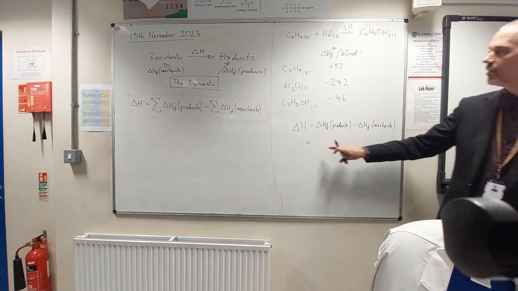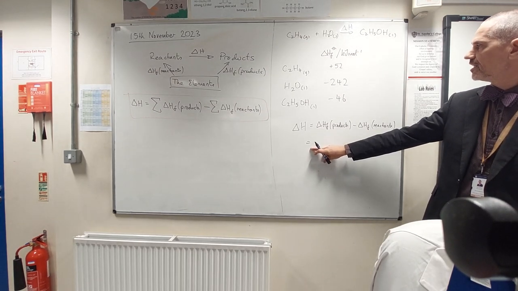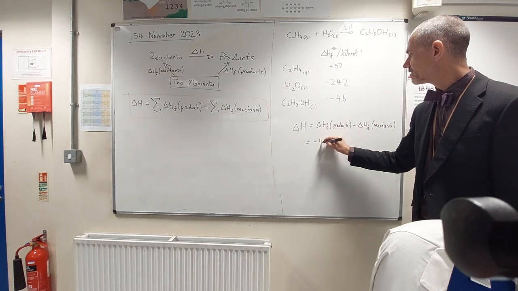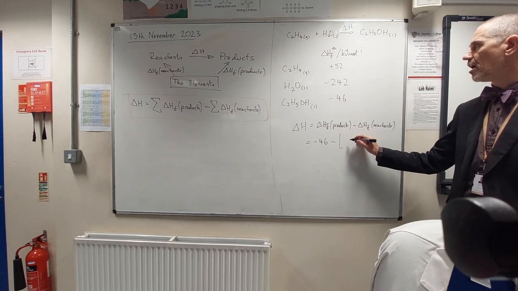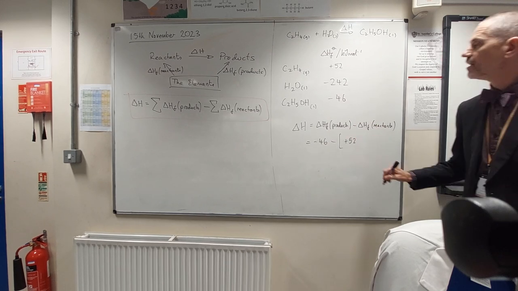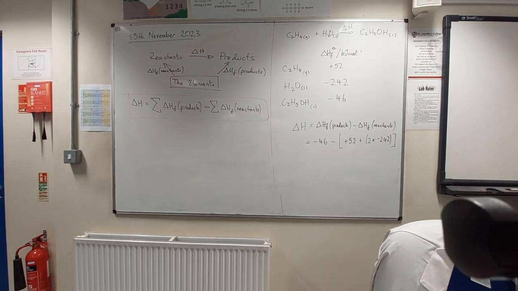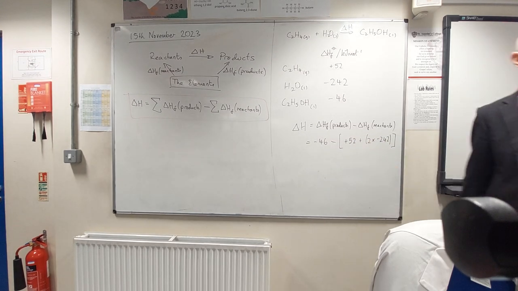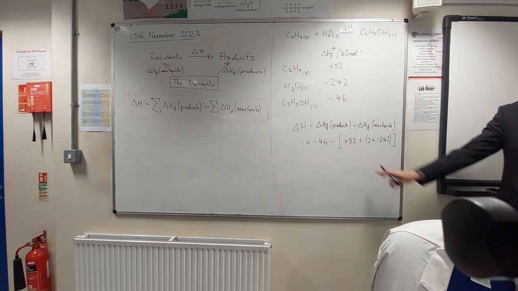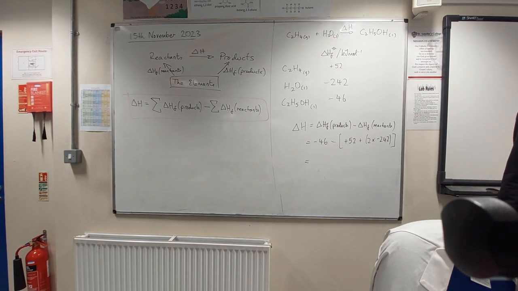Right, what's our next mark? Well, the next mark is for putting the right numbers in. So I need products first. Product is ethanol, and that's just going to be minus 46. That's easy. Minus the reactants. So the reactants are ethene. Well, there's only one of those, 52. And two lots of minus 242. Now, I've done this just to illustrate a point. I haven't done any calculations yet. All I've done is write down numbers. But there's a mark for that because it shows that you can pull the numbers out and you can use the right data in the right places with the right plus signs and minus signs. And now we can get an answer, yes? There's only one water molecule, isn't there?